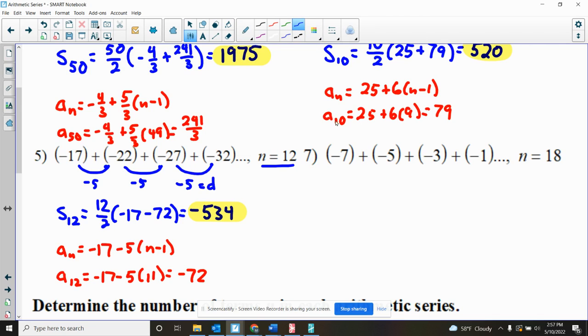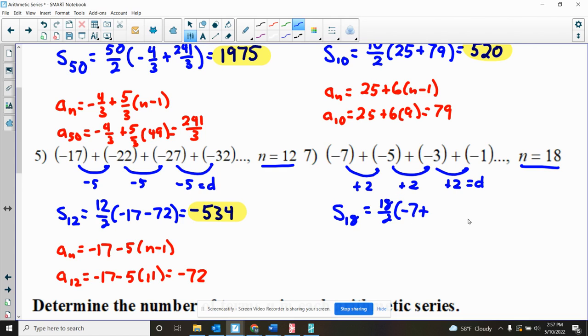For this last one, do a quick pause. Unpause when you are ready to check. Notice here that each time we're going up by 2, up by 2. So there is your common difference. We're looking for the sum of the first 18 terms. So that's going to be 18 over 2 times the first term plus the last term.